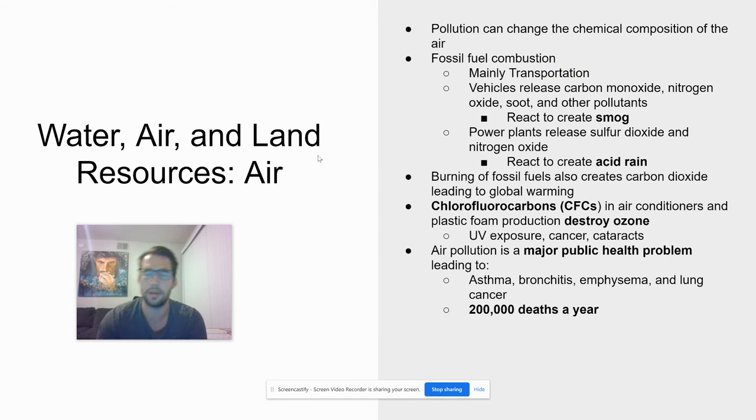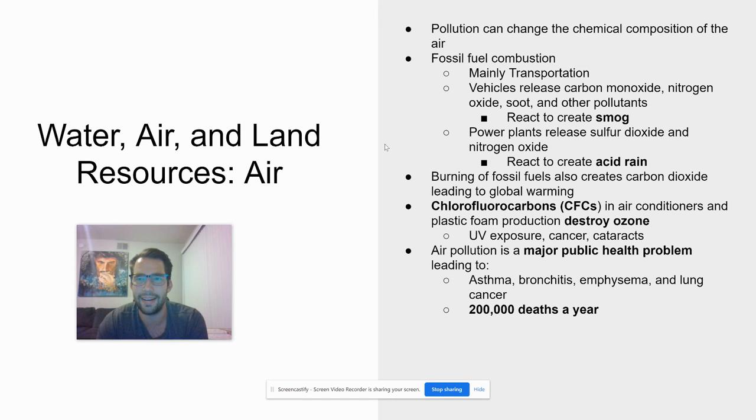Air is going to be the next point of pollution that we're going to talk about. Pollution changes the chemical composition of air. So fossil fuel combustion used in transportation is the main form of air pollution. Vehicles are going to release carbon monoxide, nitrogen oxide, soot, and other pollutants, and it creates smog.